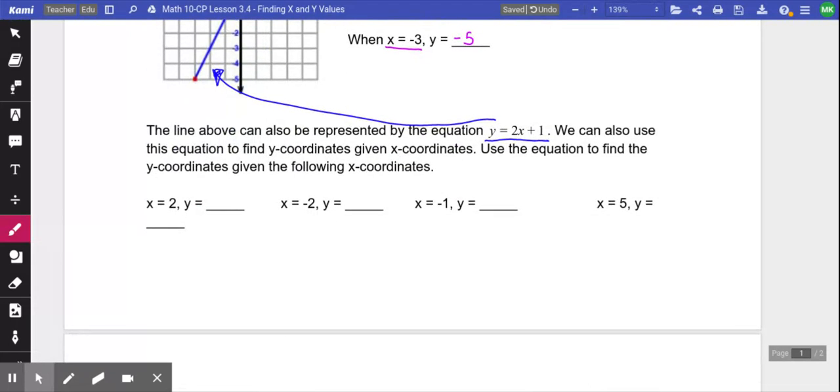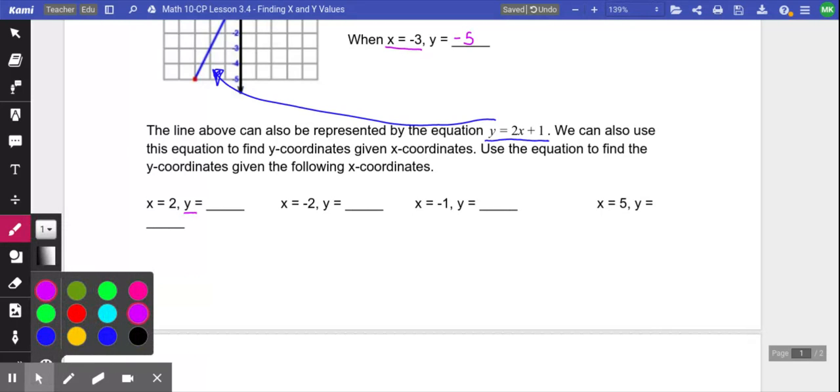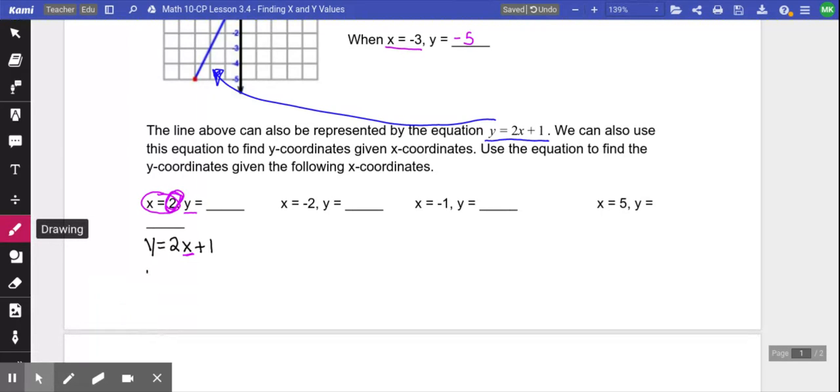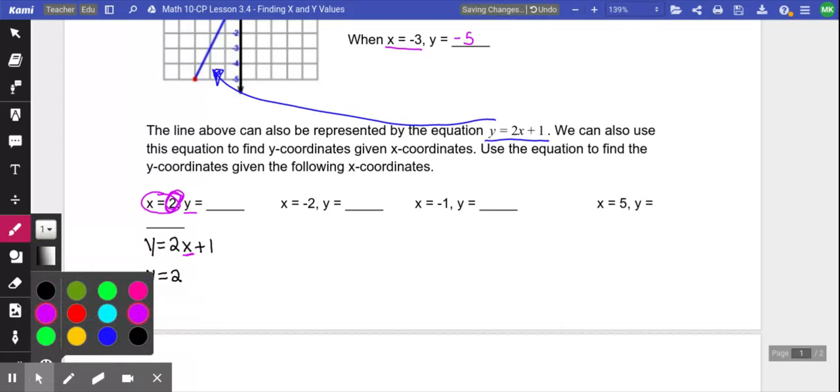The question says, find y when x equals 2. The way that you're going to do that is you're going to take your equation, so y equals 2x plus 1, and you are going to change x to be 2, so that you now have only your y value missing. When we change a letter to a number, it's called substitution, and we're going to put it in brackets like that.